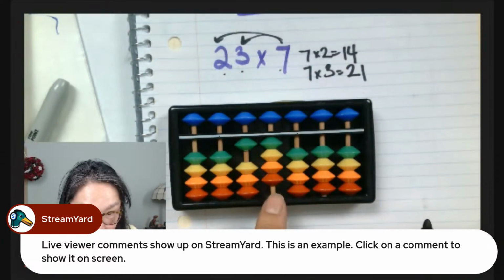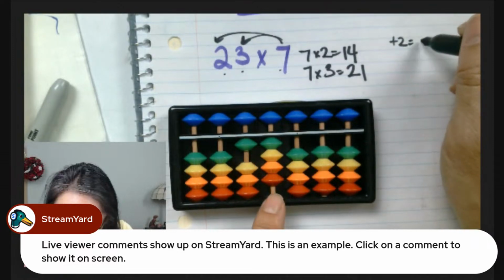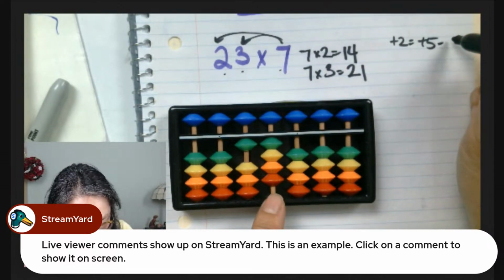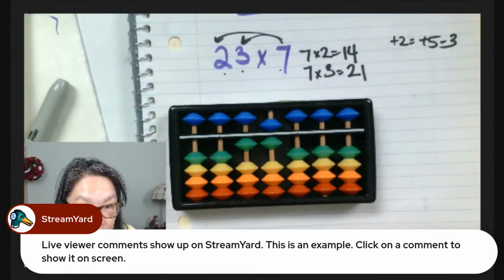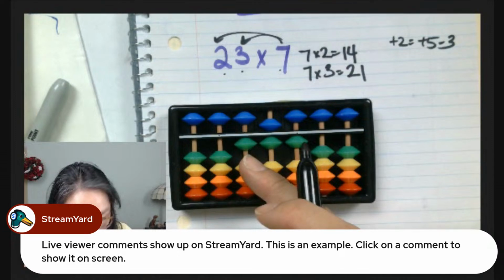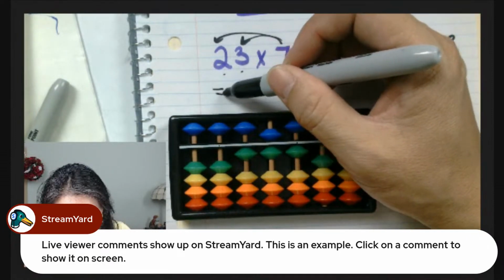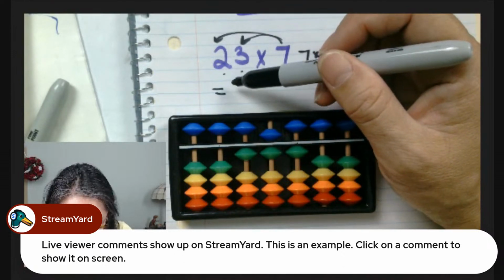Oh, wait, I can't add 2. But we know how to add 2. Plus the 2 is equal to plus the 5 minus 3. Add the 5, take away the 3, and then add the 1. So my final answer is 161. This is the reason why I go through the addition, so we can add anything.